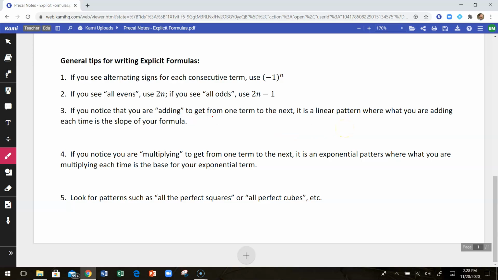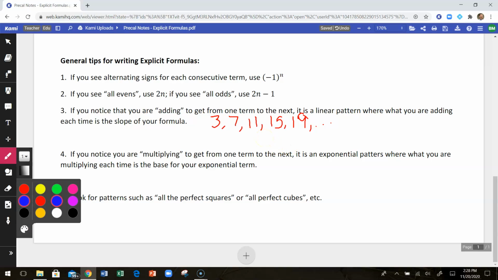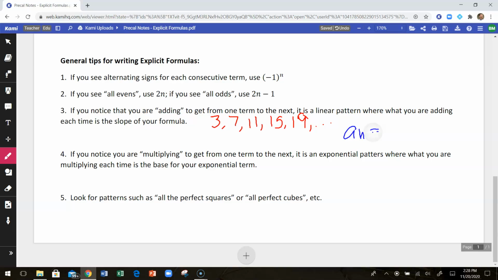So for example, if I see my pattern as, let me do a different one that makes more sense here. Let's do 3, 7, 11, 15, 19, and so on. I said try not to look, but hey, how do I get from one term to the next? If that's the only pattern you're seeing, right? So 3 to 7 to 11 to 15 to 19, I notice I'm adding 4. What this is saying is that your explicit formula, that 4 is going to be the slope of your pattern.